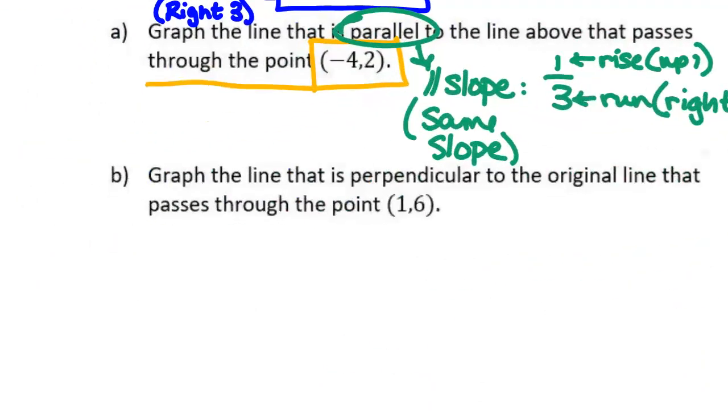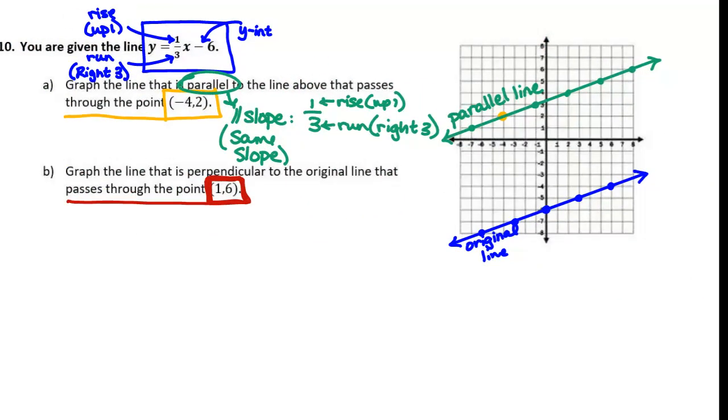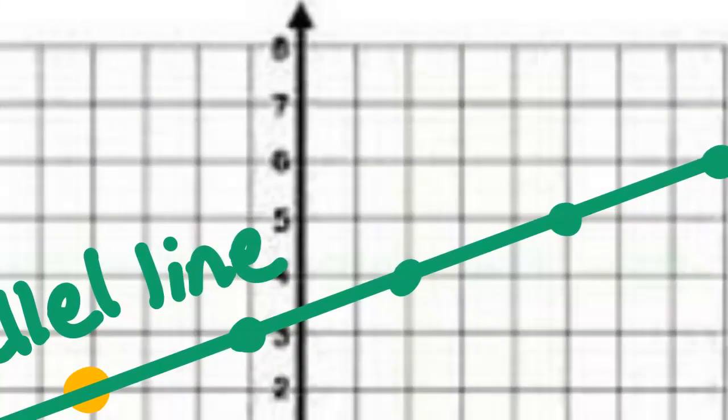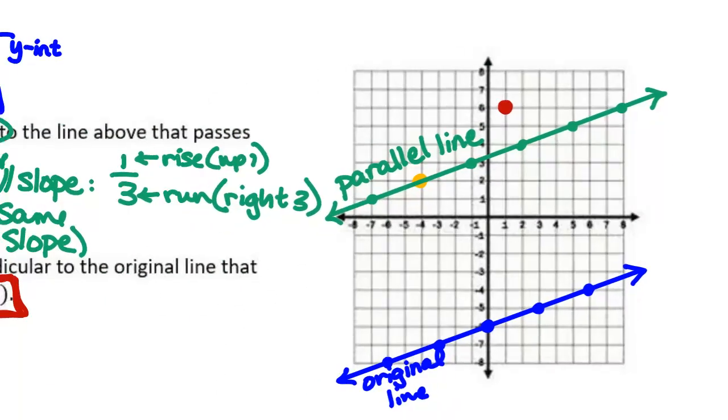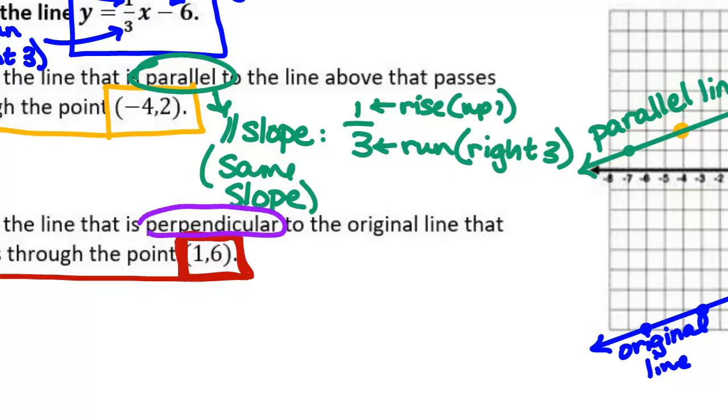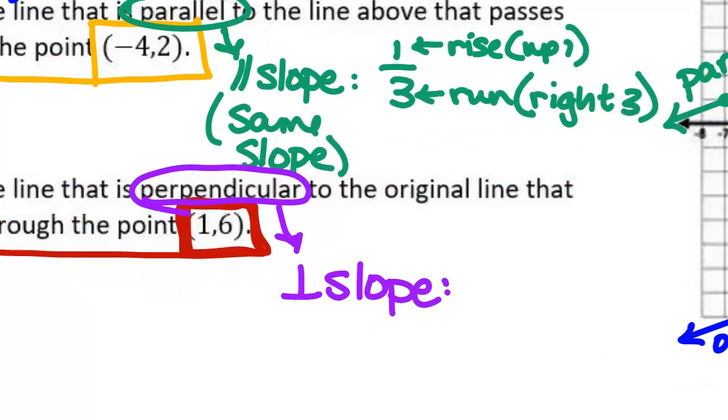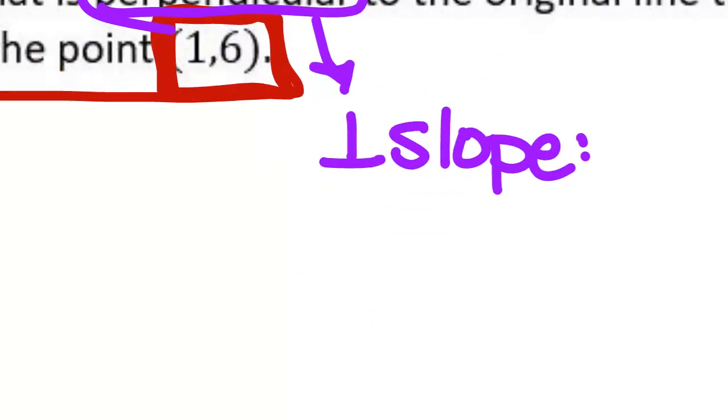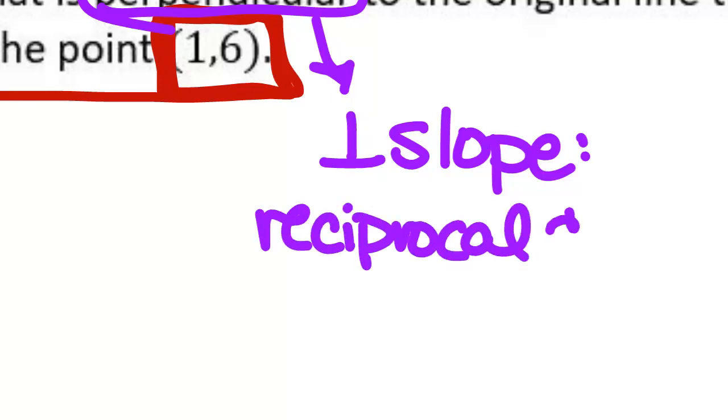For part B, I want it to go through this point this time, 1, 6. So I'm going to plot that point, 1, 6, right here. And I don't want this one to be parallel. I want this one to be perpendicular. How do I find perpendicular slope? Flip it and change the sign. So reciprocal and opposite sign.